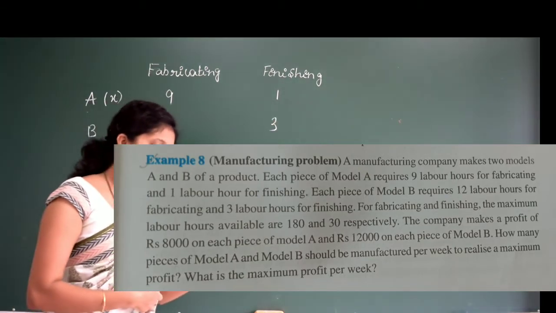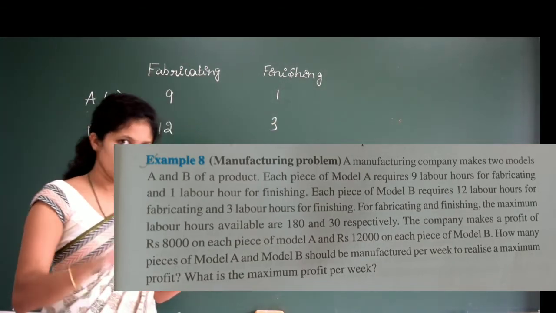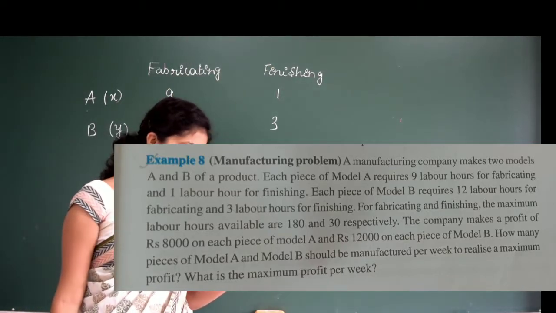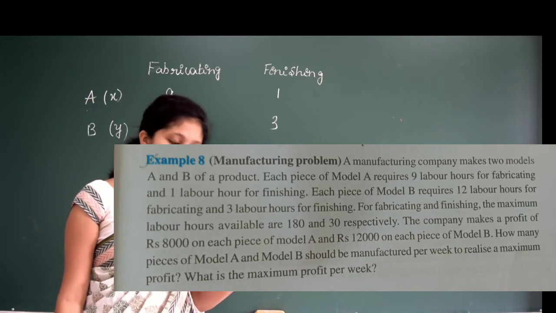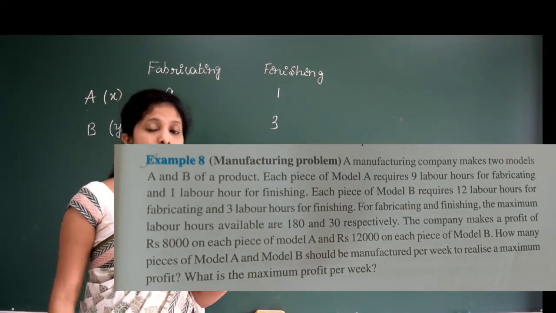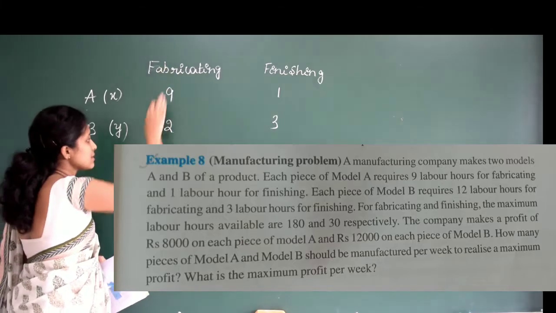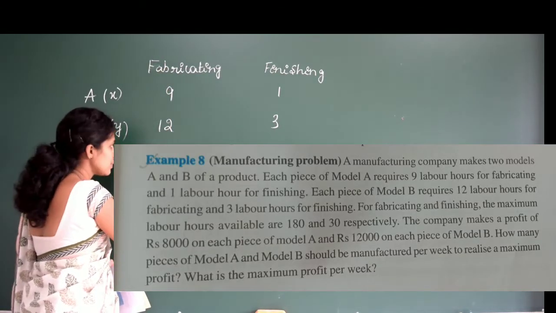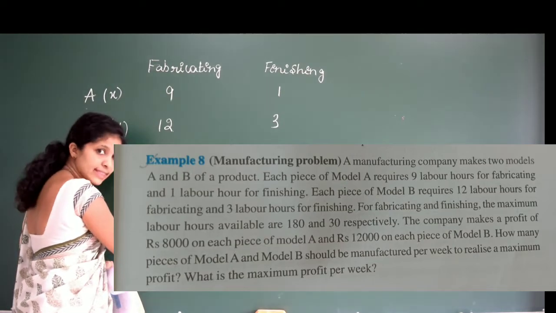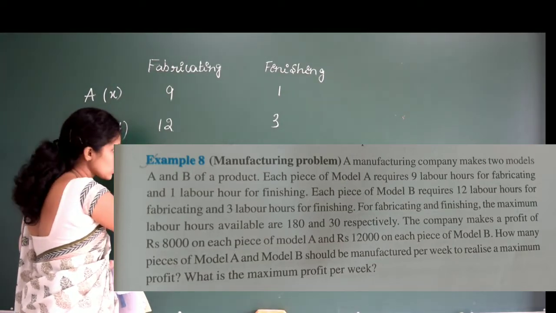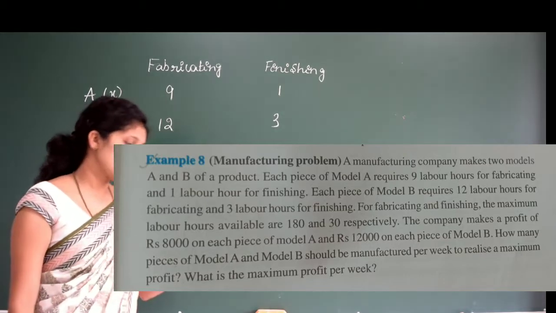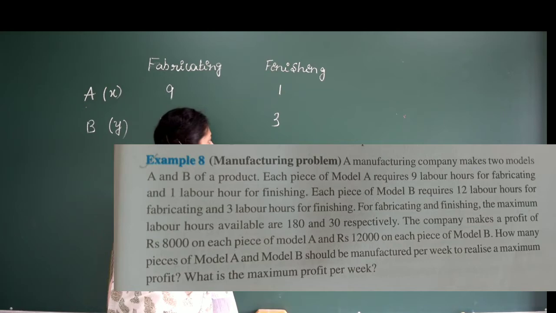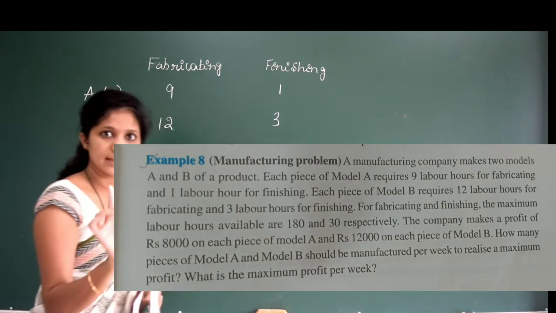Next, what is given? For fabricating and finishing, the maximum labor hours available are 180 and 30 respectively. For fabricating, the maximum hours is 180. Is it clear? Maximum means either less than or equal to that. That is 180. And for finishing, it is given that the maximum hours is 30. Is it clear?